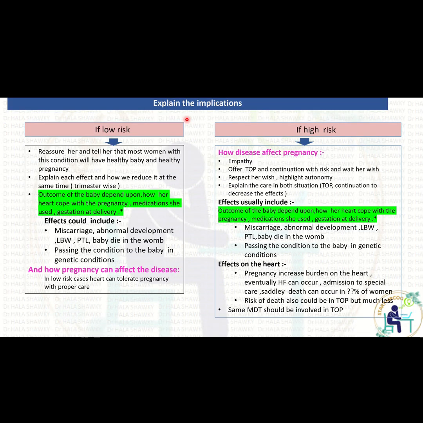Then we will explain to her what could be the implications, and the implications are different between low risk and high risk patient. In a low risk condition, we will reassure her and tell her that most women with this condition will have a healthy baby and healthy pregnancy. I will tell you an example of this low risk patient. If she has VSD or ASD corrected when she was a child, now she is asymptomatic and not following with any cardiologist, pregnancy will not add any risk to the heart, and she will be low risk, and she can follow with the GP, even with the midwife.